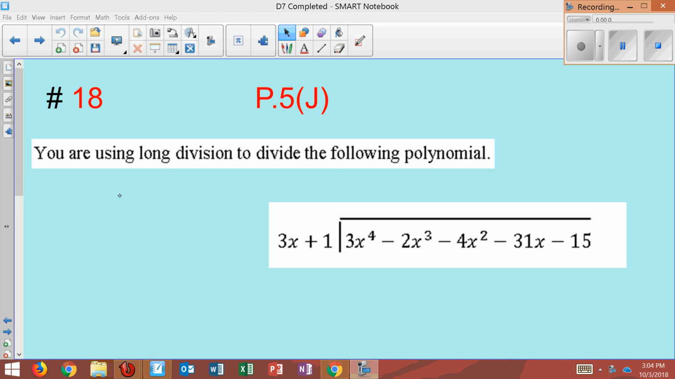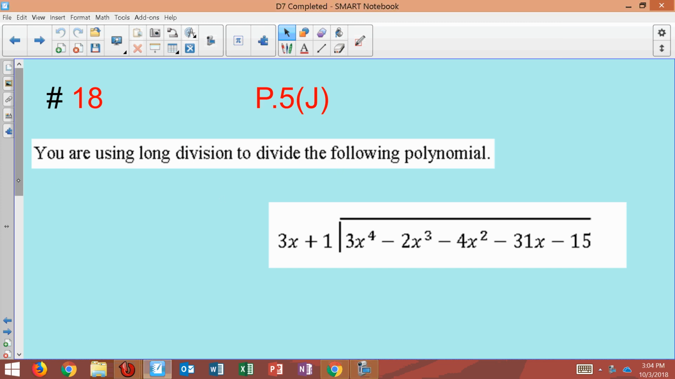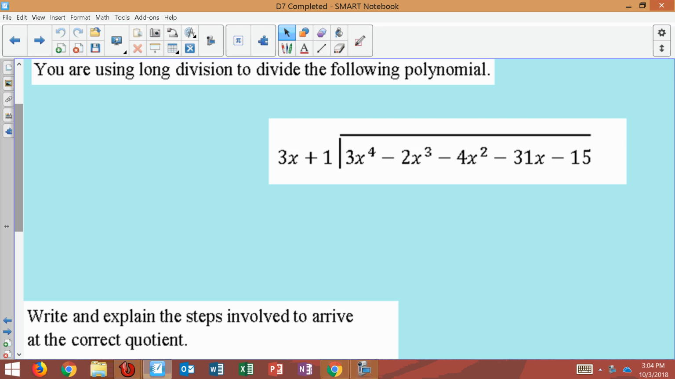Number 18. You are using long division to divide the following polynomial here. We're going to write and explain the steps involved in getting the correct quotient. So I'm just going to talk you through it here. What you would do is look at the first term, 3x, and decide what do I need to multiply by to get 3x to the fourth. The answer is x cubed.